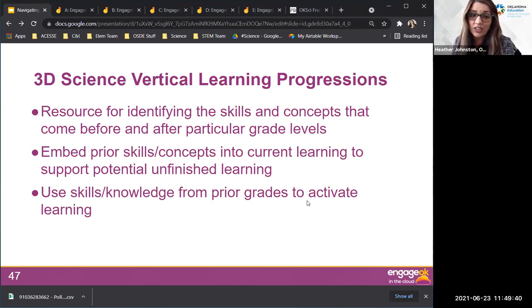Yes, really looking for those skills and concepts that come before and after, helping us frame what should kids at this grade level really understand to support and embed prior skills and concepts. We know students learn things, whether it's in a year of COVID or not, and giving them access to something that they know and connecting that to what they're going to be learning in this new subject or this new grade level can really help build that confidence in students and going to see you do know science as you're going through.